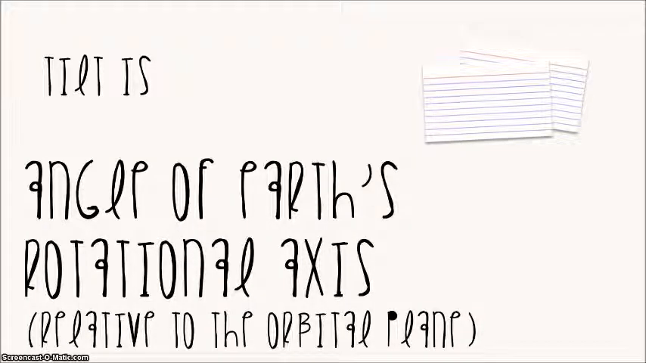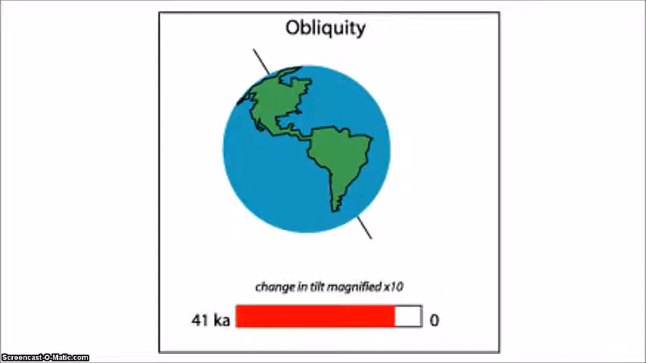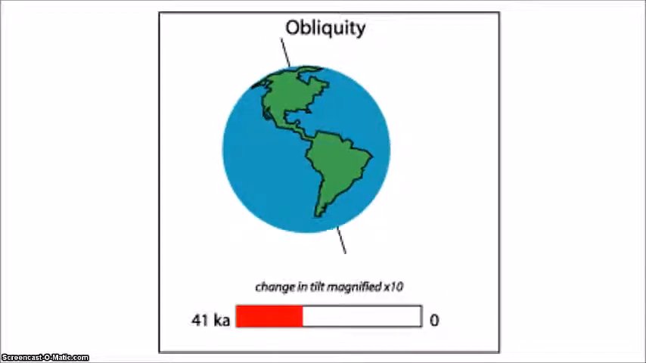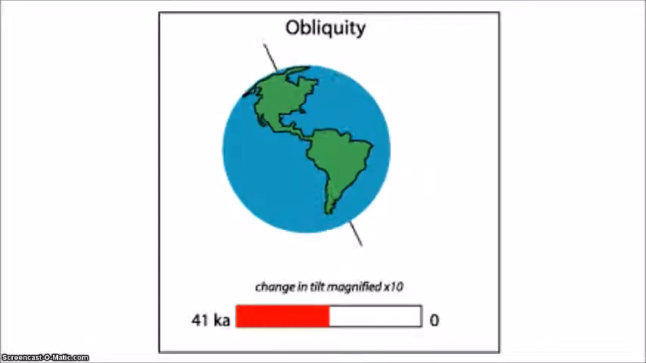To sum it all up, that's tilt. Tilt is what causes the seasons. Tilt is the angle of Earth's rotational axis relative to the orbital plane, and it does have a significant impact in the change of solar radiation, even though it doesn't change that much. The tilt is really only changing a teeny tiny amount. Here's a nice little animation to show you. Every 41,000 years we get this little change in tilt.